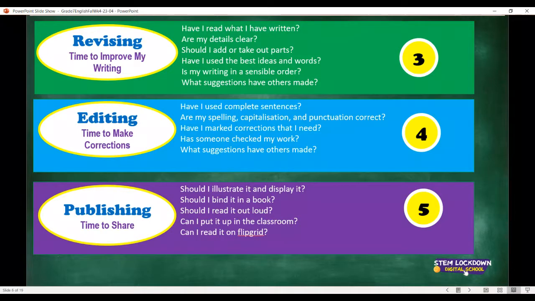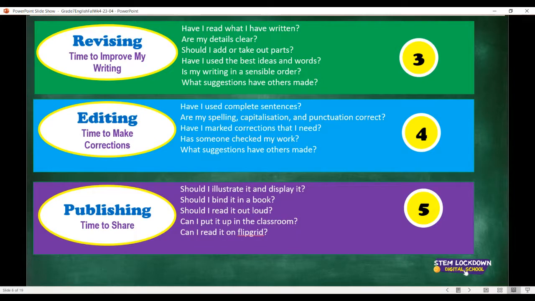Okay, so then you go through and you check your work and you mark the errors that you did find and you fix them on the same page. Then you get someone to have a look at your work. Check it. Is it good? Is it better than it was before? Are there any more suggestions? Because remember, you can always improve on something. Absolutely always. There is no such thing as reaching a limit with your work. It can always be improved.